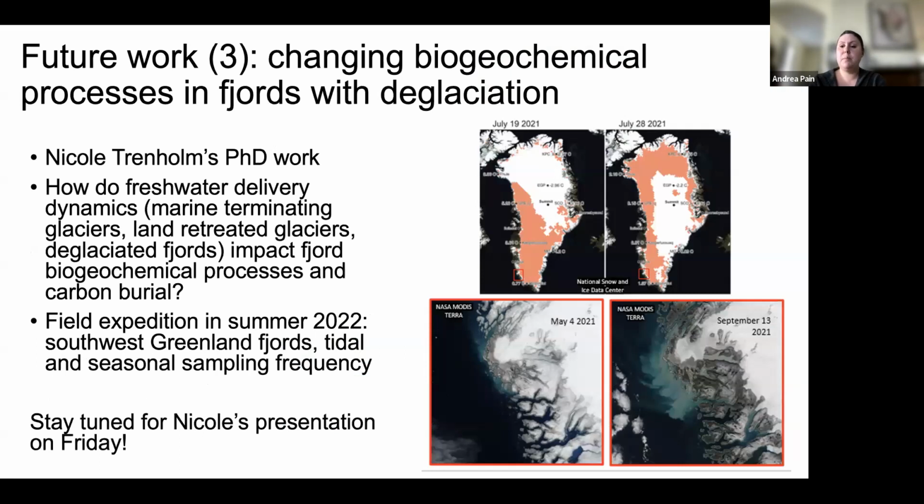One last little area I wanted to mention is looking at how this transport of material actually impacts offshore dynamics. And this is my student, Nicole Trenholm, who is really spearheading this effort, looking at how freshwater delivery dynamics between marine terminating glaciers, land retreated glaciers, and deglaciated fjords impact fjord biogeochemical processes and carbon burial. So she'll be going out this summer to look at Southwest Greenland fjords, and doing some assessments on tidal and seasonal sampling frequencies to understand how freshwater delivery and the composition of water impacts offshore biogeochemical processes.